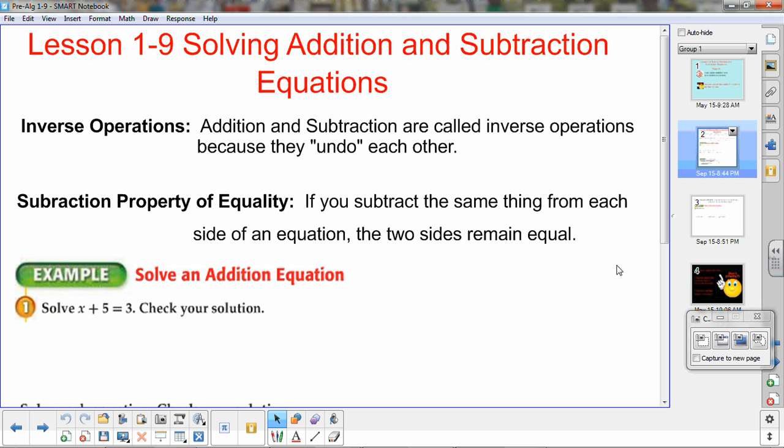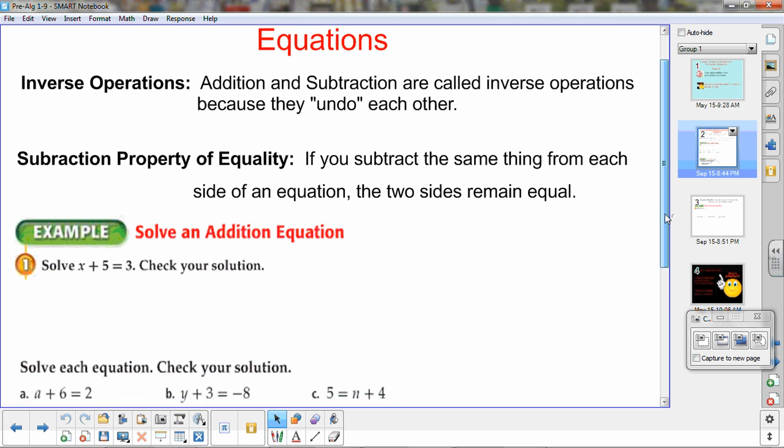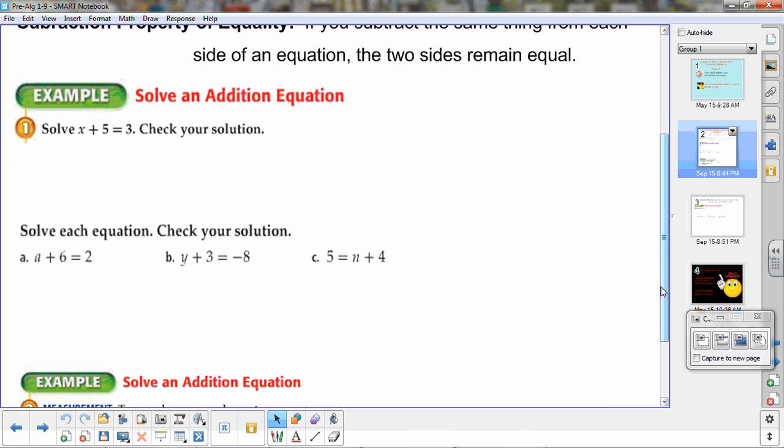Subtraction property of equality is the idea that if you subtract the same thing from each side of an equation, the two sides will remain equal. For example, if you want to solve x plus 5 equals 3, the first thing you're going to do is draw what I call train tracks around the equal sign. This is nothing more than a visual to show you the two sides of the equation. And whatever you do to one side, you must do the exact same thing to the other side to keep the two sides of the equation equal.